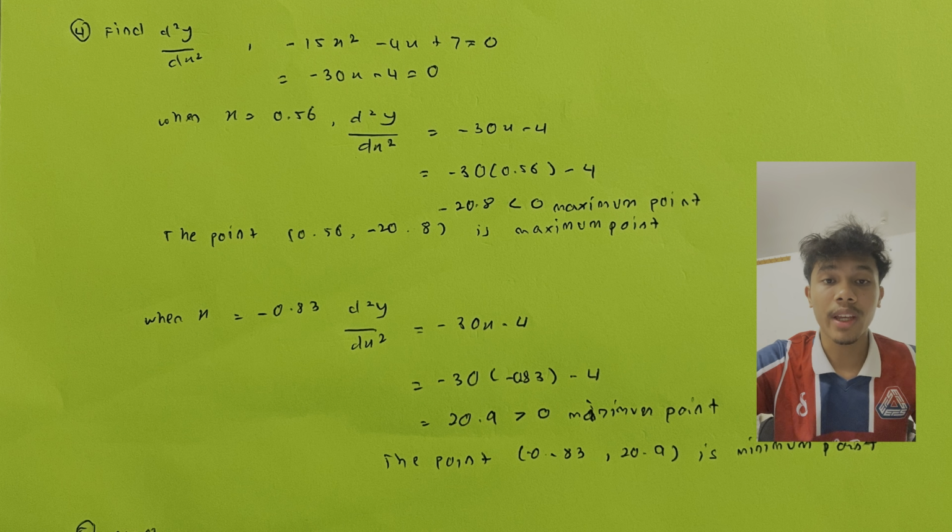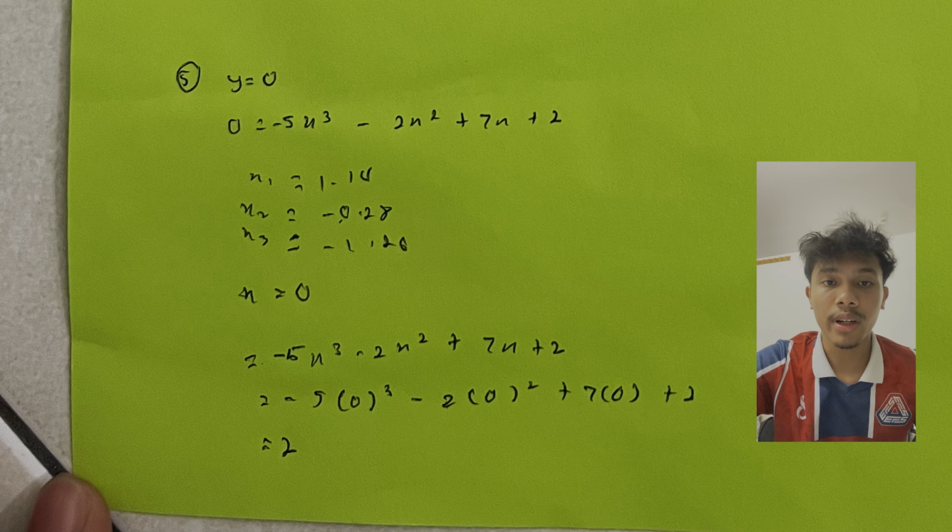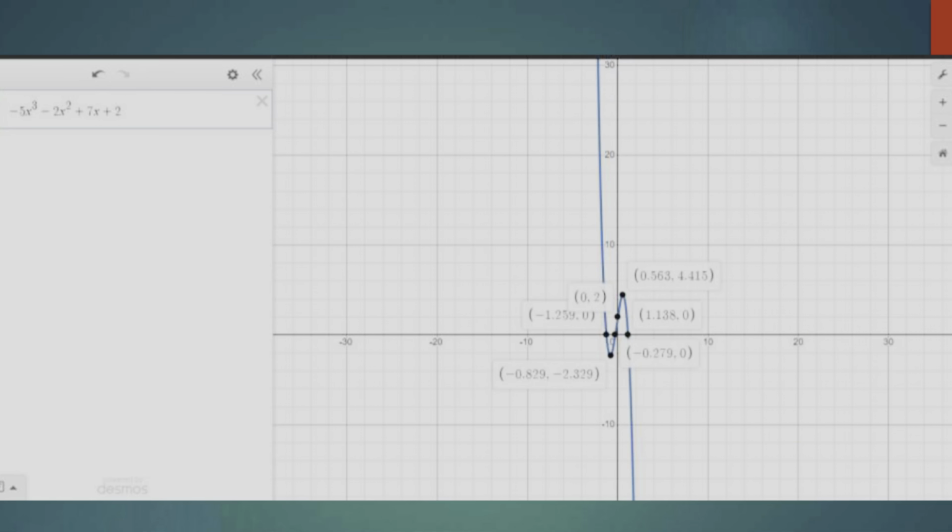Then the next stage you must do is y equal to 0. For the first one, x1 will be 1.14, x2 you will get negative 0.28, and for x3 you will get negative 1.26. When x equal to 0, you enter the 0 into the equation that is negative 5x cubed minus 2x squared plus 7x plus 2, and you will get 2. That's all from me. Thank you.